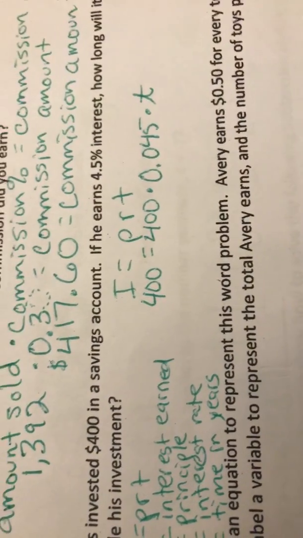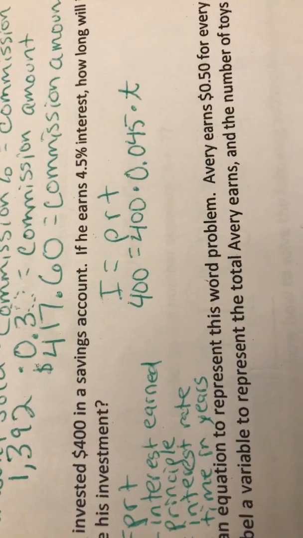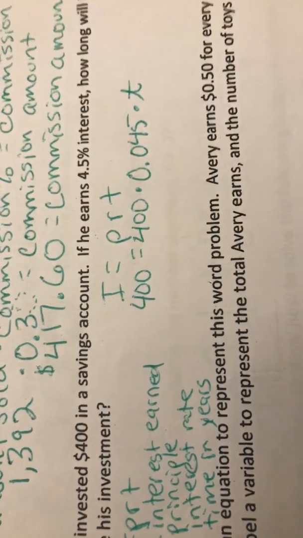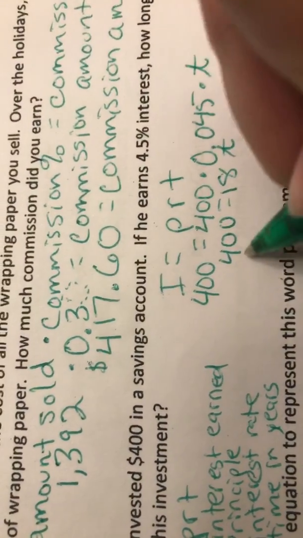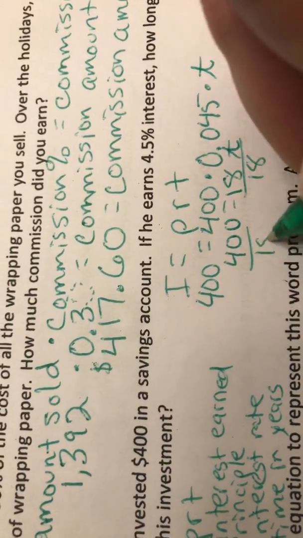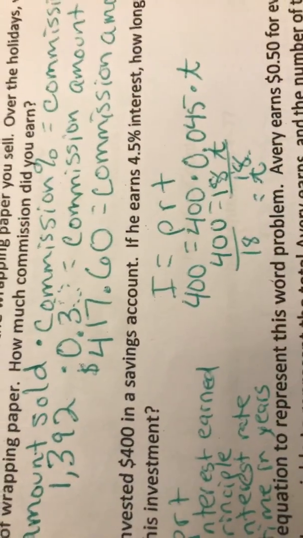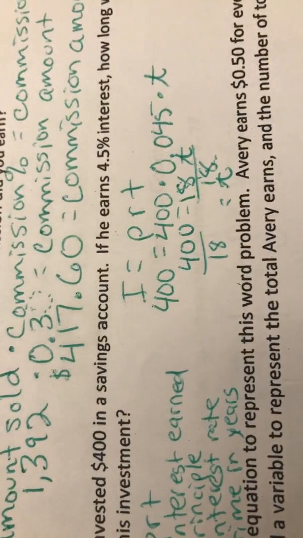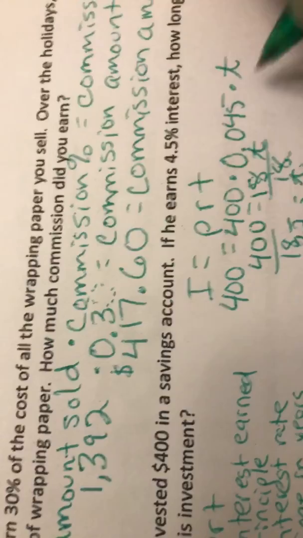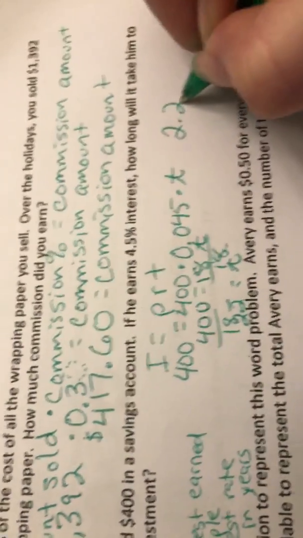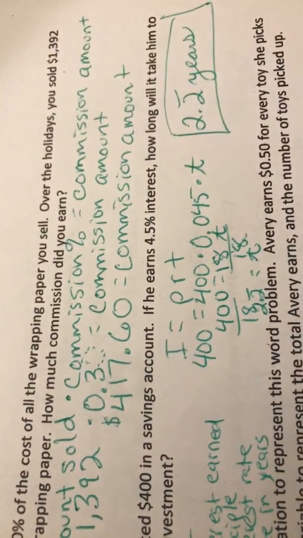I'm going to start by multiplying my principal and my rate. 400 times 0.045. So that's 400 equals 18t. I divide both sides by 18 to get t by itself. My 18s cancel, and t equals 2.2 repeating years as our final answer.